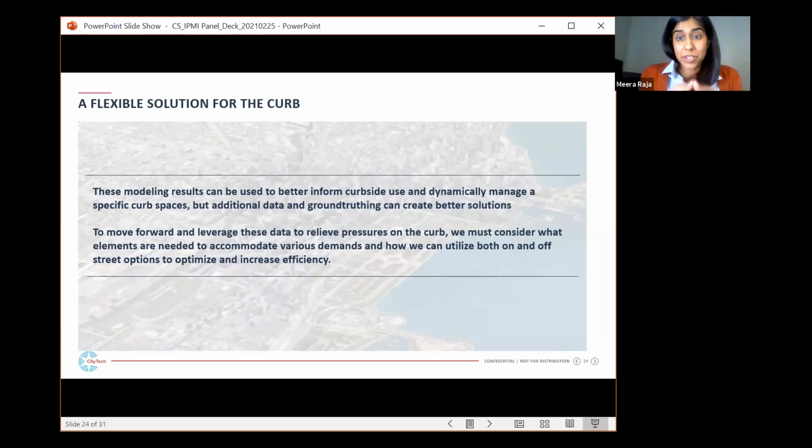Is there an option? We started looking at this for our project, taking some data from off street as well to think about, is there a way to optimize this by moving some of that demand on street to off street, or moving something else off street to create the appropriate space on street? And that is also another piece of it that makes it complex, but is really interesting to see how you can blend some of those things.